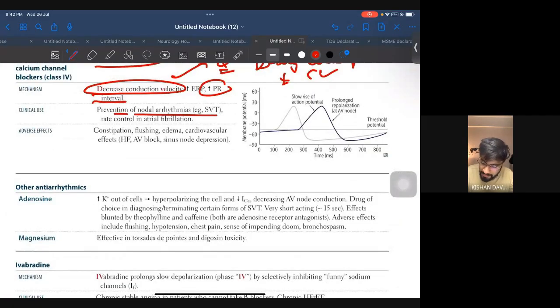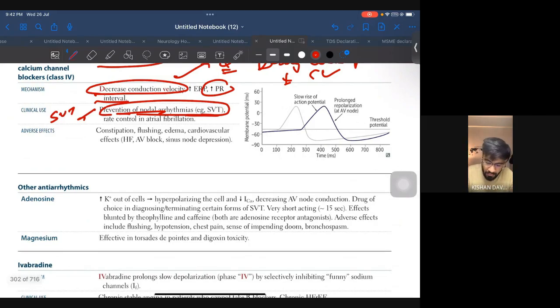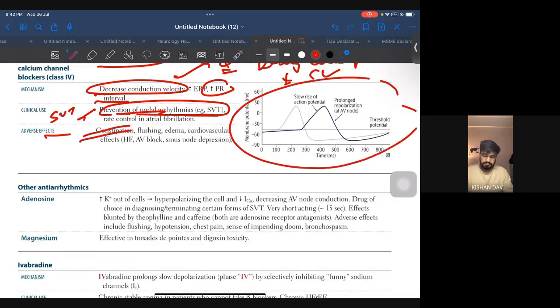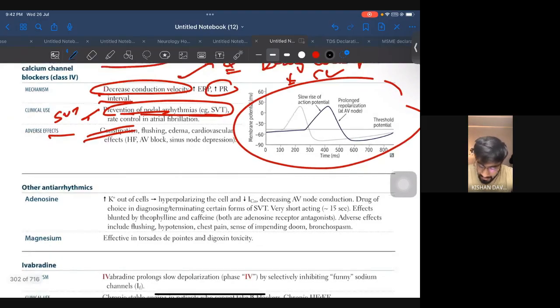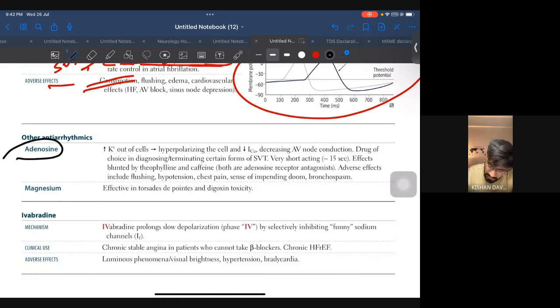Prevention of nodal arrhythmias, example SVT. If in the question they ask you about SVT, supraventricular tachycardia, think of calcium channel blocker as the treatment. Okay, so the adverse effects we already saw under calcium channel blocker. Remember this also. Alright.